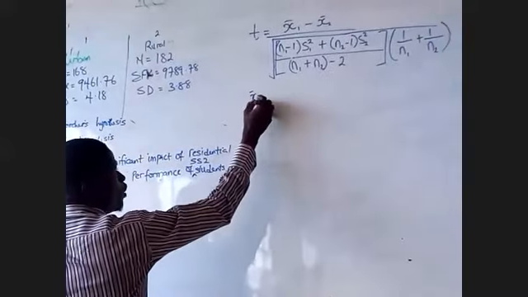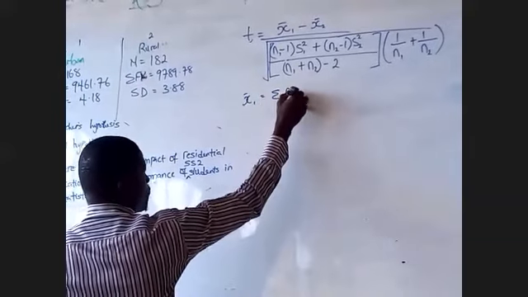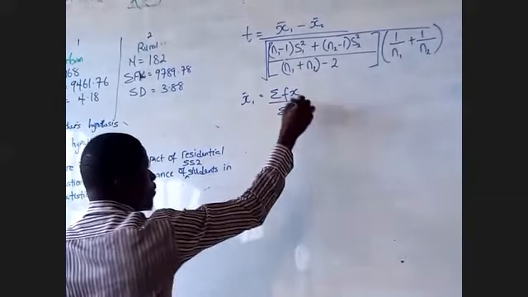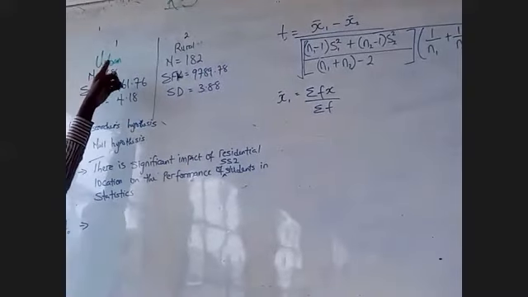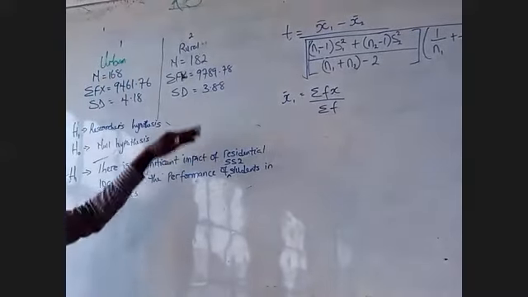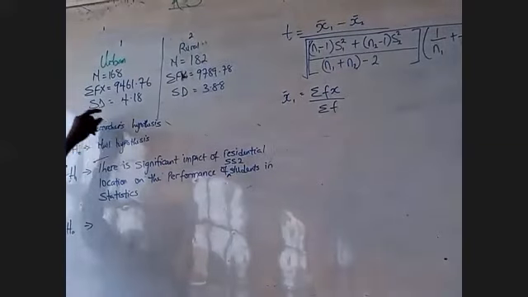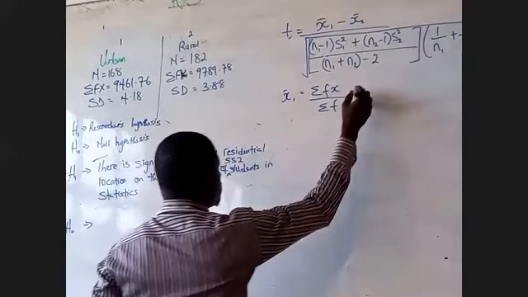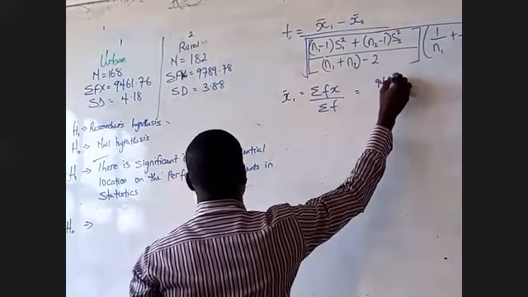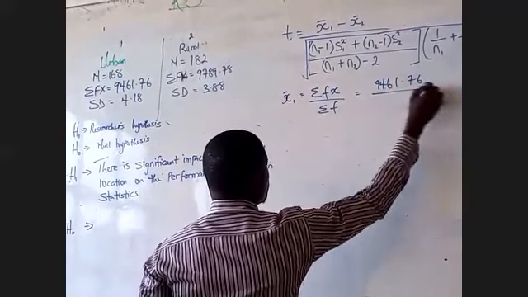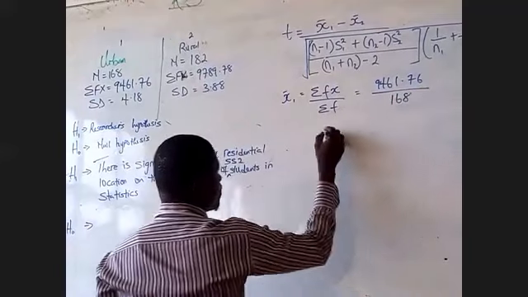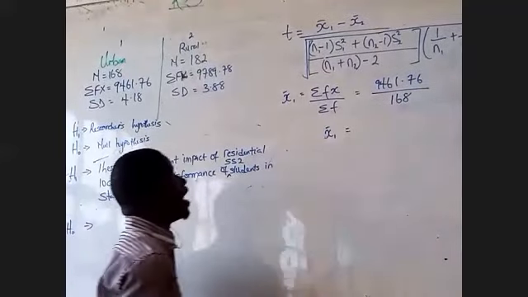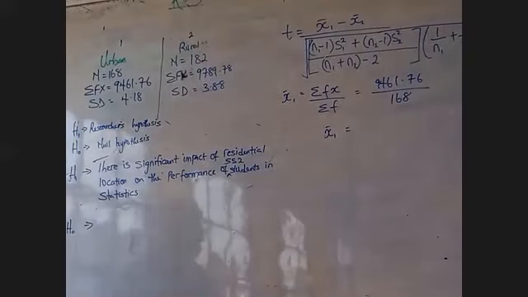Mean is, we recall the formula, summation of fx over summation of f. What's our summation of fx for 1? Remember I said urban should be for the 1 and rural should be for the 2. So our summation of fx in this case is 9461.76 divided by summation f, which is the n, and that's 168. So our mean for the urban area is going to be what?